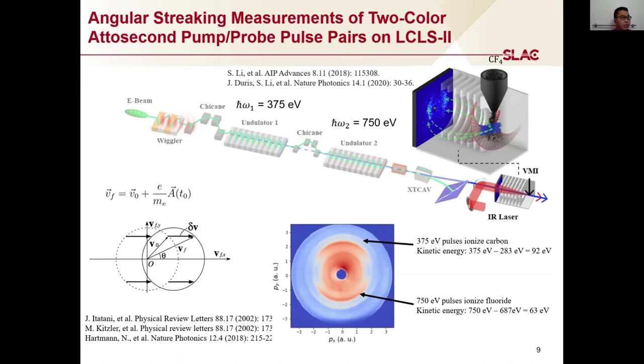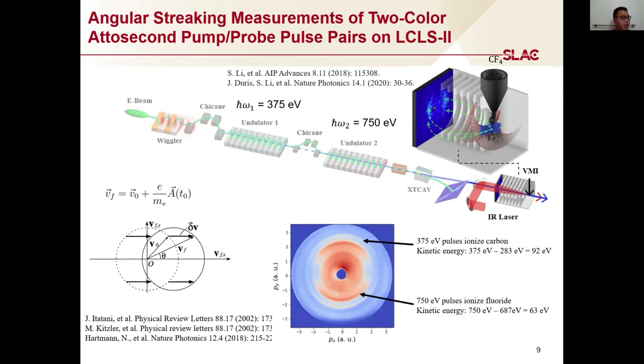The 375 eV pump pulse irradiates carbon and generates photoelectrons with 92 eV kinetic energy. The 750 eV probe pulse irradiates fluorine and generates photoelectrons with kinetic energy at 63 eV. The momentum distribution of the resultant photoelectrons is encoded in a velocity map imaging spectrometer. The circularly polarized laser field maps the temporal profile of the electron emission onto the momentum measured at the detector.